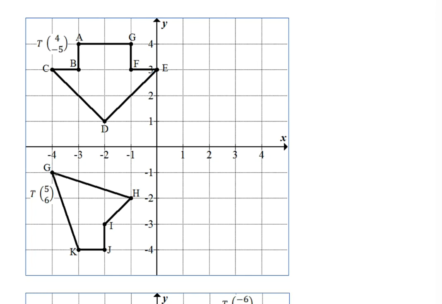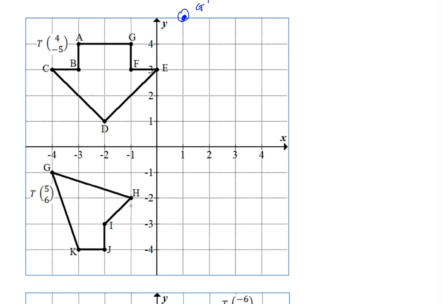So 5 units to the right would be 1, 2, 3, 4, 5. And 6 units up would be 1, 2, 3, 4, 5, 6. This would be the new position of G, and this would be G prime. All right, so let's rub out these. We'll do the same for all the vertices, G, H, I, J, K.